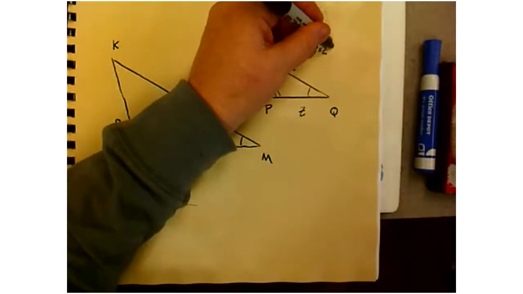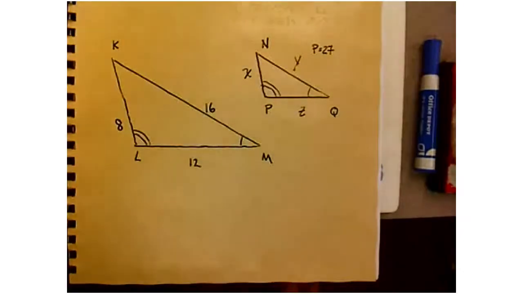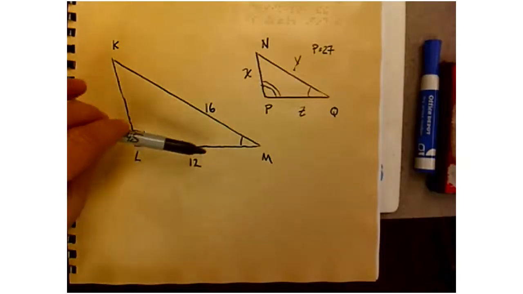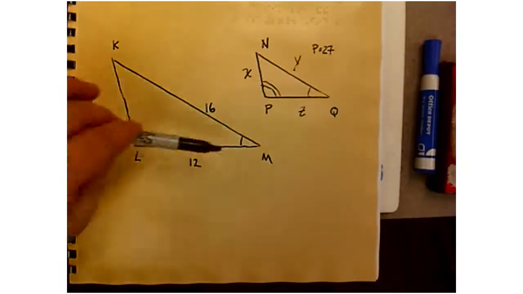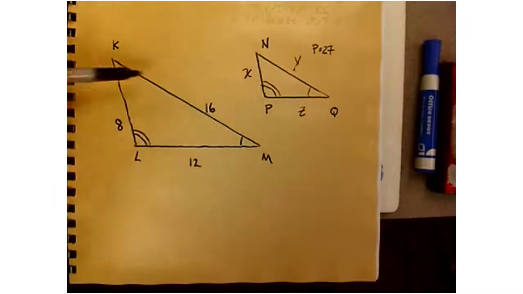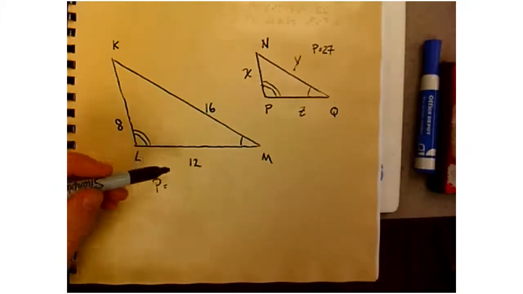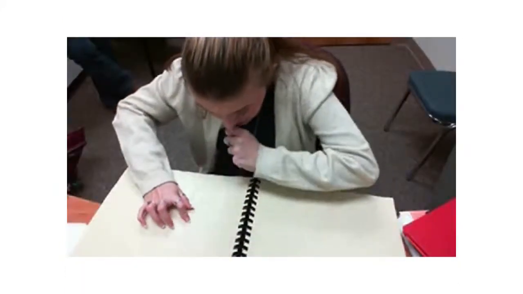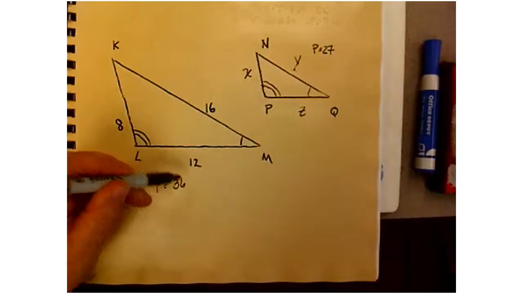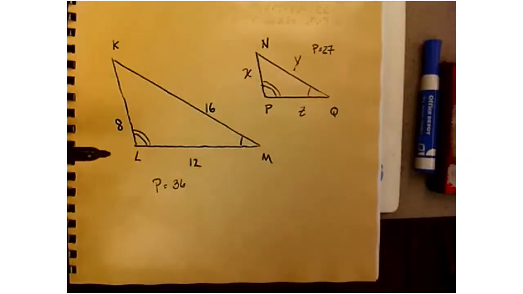So what's our first step before we can even move forward? We want to add up the big one. We want to find the perimeter. Excellent, Abby. So 8, 12, and 16. What's the perimeter of our big one? 36. Good. So we have a ratio of 27 to 36, don't we?